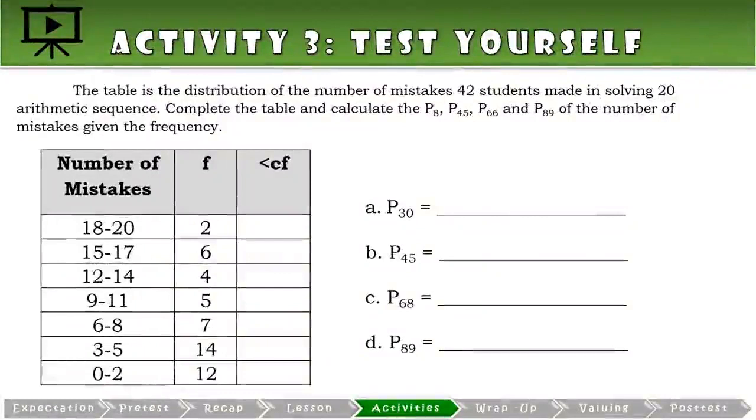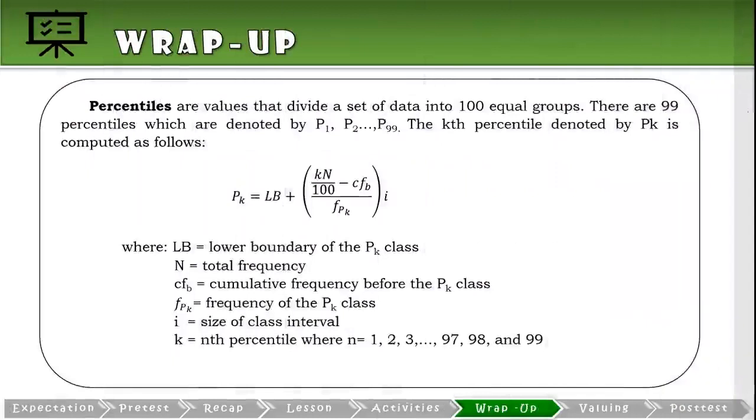The table is the distribution of the number of mistakes 42 students made in solving 20 arithmetic sequence items. Complete the table and calculate the P sub 8, P sub 45, P sub 66, and P sub 89 of the number of mistakes given the frequency. To wrap it up, percentiles are values that divide a set of data into 100 equal groups. There are 99 percentiles which are denoted by P sub 1, P sub 2, up to P sub 99. The kth percentile denoted by P sub k is computed using the formula.